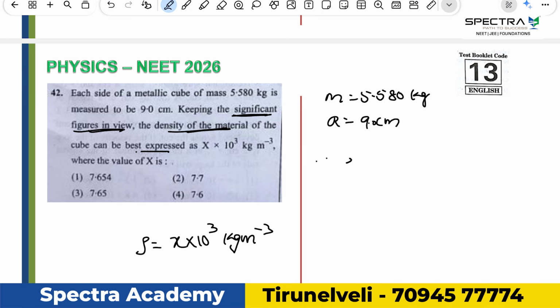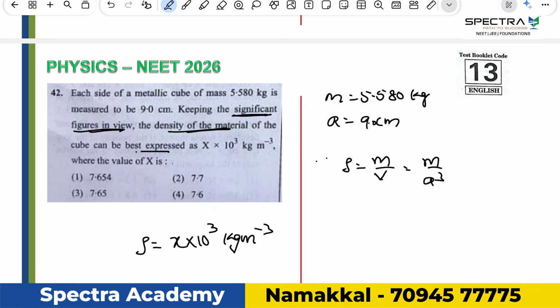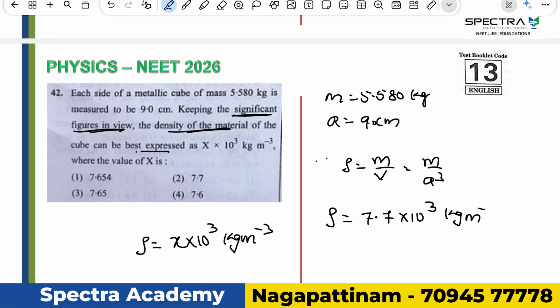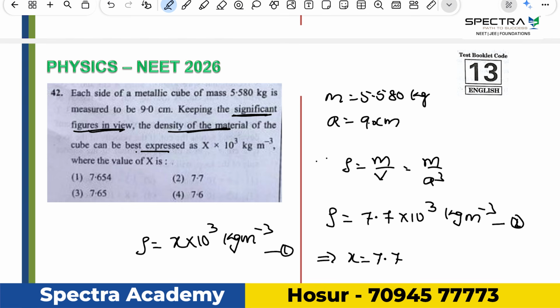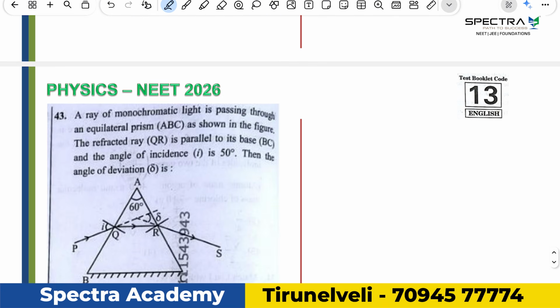Therefore, using the relation density is equal to mass by volume. Mass divided by volume, which is a cube, because it is a cube. Therefore, substituting all the values and simplifying, you will get rho is equal to 7.7 into 10 to the power of 3 kg per meter cube. Comparing the given density and the obtained density value, we will get x is equal to 7.7. Hence, we can go with option 2 as the right answer. Clear, students? So move on to the next one.